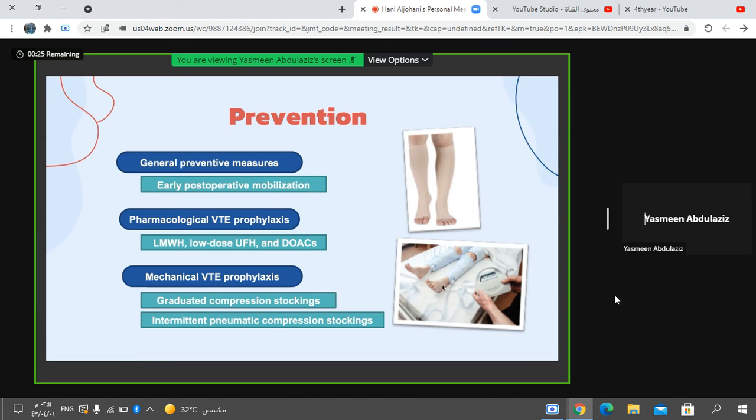For intermittent pneumatic compression, it works by inflation, deflation, and compression, to mimic the calf pump mechanism of walking.